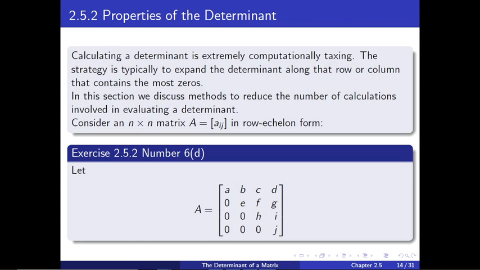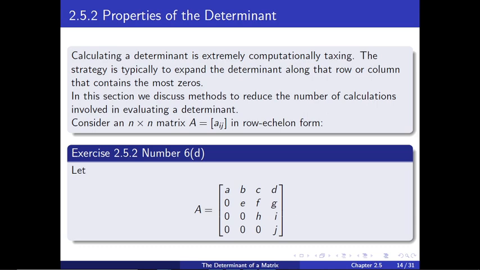And the strategy that we have so far is to expand the determinant along the row or a column that contains the most zeros. But if we don't have many zeros in our rows or columns, then we don't really have any strategy other than just doing all the calculations that we have to do. So in this section we are going to discuss some methods to reduce the number of calculations involved in evaluating the determinant of a matrix.